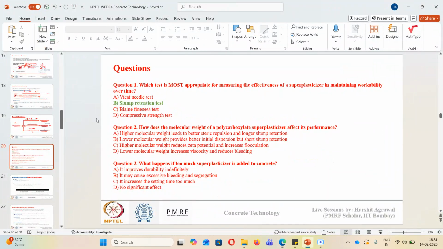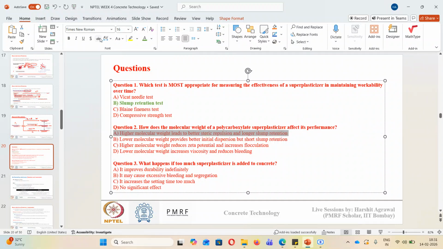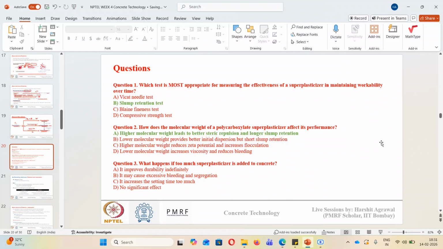For question number two, correct answer will be A. Because if I have a higher molecular weight polycarboxylate, then it means that I have better steric repulsion. High molecular weight will come when there will be a longer chain of hydrocarbon in my plasticizer. And the longer the hydrocarbon chain in my plasticizer, the better will be the steric repulsion due to the plasticizer. And stronger the repulsion, longer will be the slump retention.